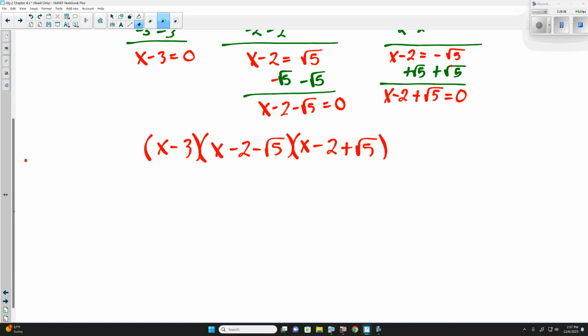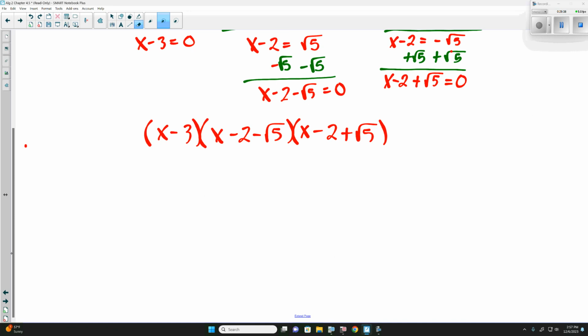And now we're going to multiply this here. Now, the order in which we multiply it does and doesn't really matter. We can do the x minus 3 times our x minus 2 minus the square root of 5. I would advise against that. I would do the conjugates first. Our ones that have the same radicals, let's do them first. Always do them first. Now, if there are others, you can do them.